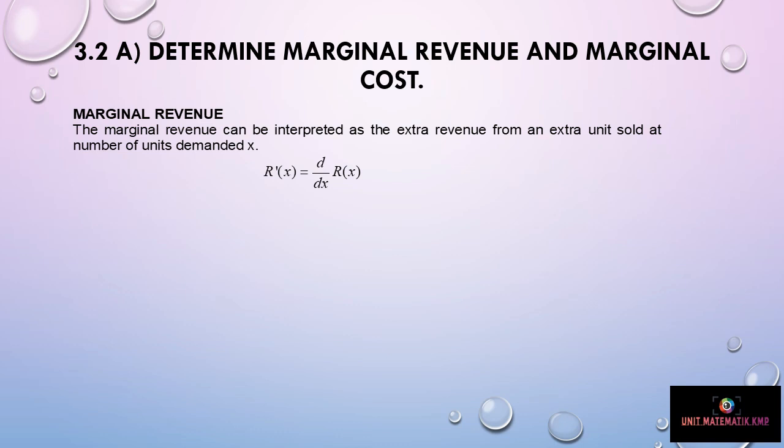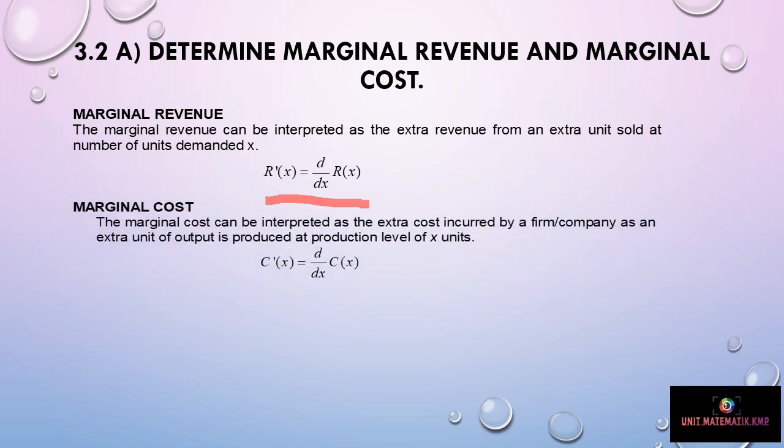Marginal revenue. The marginal revenue can be interpreted as the extra revenue from an extra unit sold at number of units demanded x. So, marginal revenue is denoted as R prime x equals d over dx of R(x). d over dx means that we differentiate the revenue function.